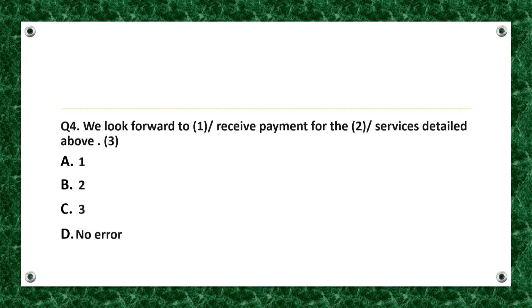So, is it done? Let's discuss. Let me first read out the sentence given. We look forward to receive payment for the services detailed above. So, the grammatical error lies in part 2 of the sentence given. So, basically there are certain words after which gerund is used. They are with a view to, look forward to, prone to, accustomed to, addicted to.